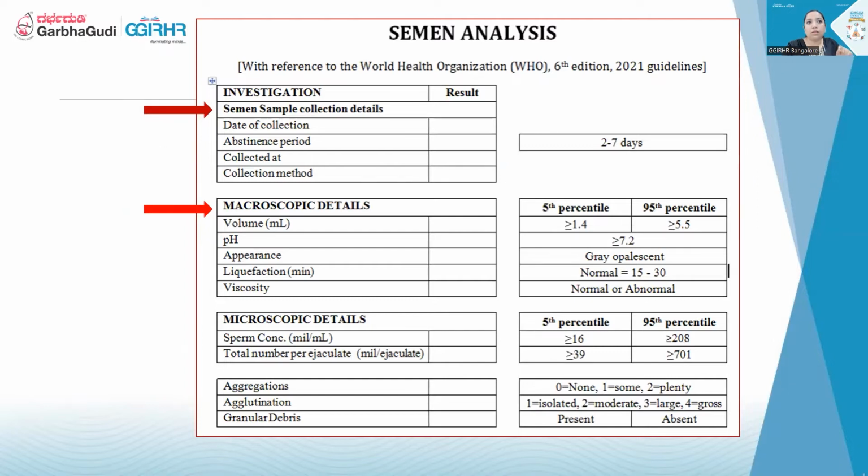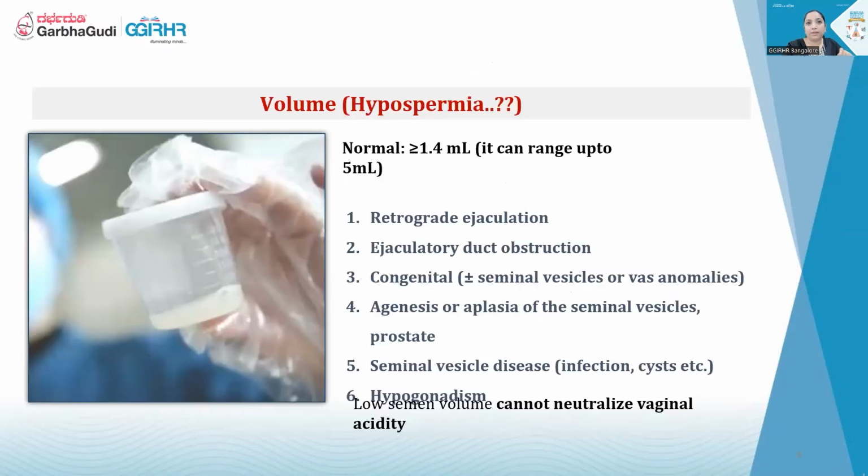Then we move on to the abstinence period or the macroscopic details. So here the volume we'll discuss now in detail. The normal sample should be 1.4 ml or more, and it can range up to 5 ml as well. If it is more than 5, we term it as hyperspermia. So when you are seeing something like that in a report, it will be a volume of more than 5 ml. And then we can also assess if it is a retrograde ejaculation, or if there is any ejaculatory duct obstruction or any congenital anomalies, if the volume is too low or too high. So all those things can be assessed while seeing the volume.